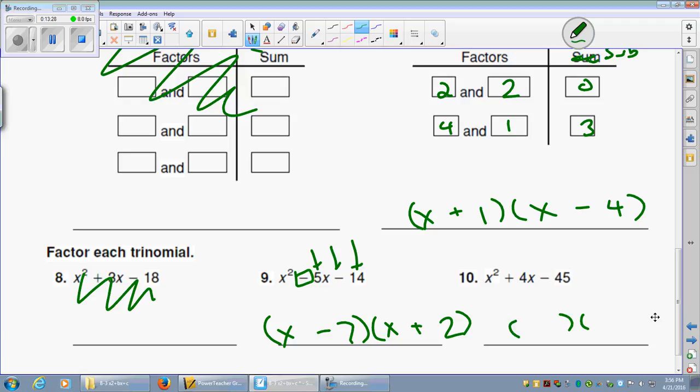Last one, and then I'm done. x, factors of 45 that subtract to give me 4. That's going to be 9 and 5. Actually, this one goes on the bigger one. So plus 9. So I need to take 5 away to get it down to 4. All right, that's it. There's our 2 binomials.